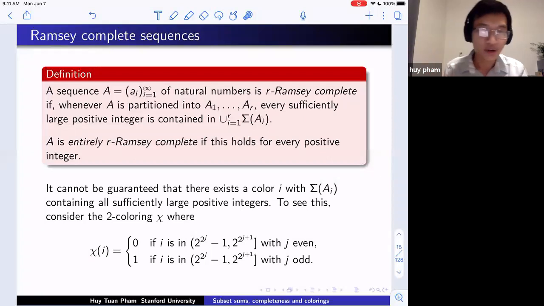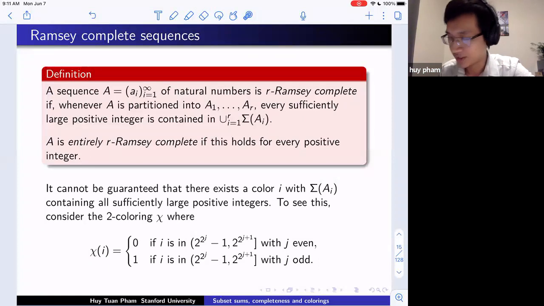And so the coloring is easy to construct. We simply alternate between the two colors, and we give them increasingly longer intervals. And if we space out those intervals enough, then we can check that there will be arbitrarily large integers that cannot be represented as a sum in either color, that each color will miss arbitrarily large positive integers as a sum.